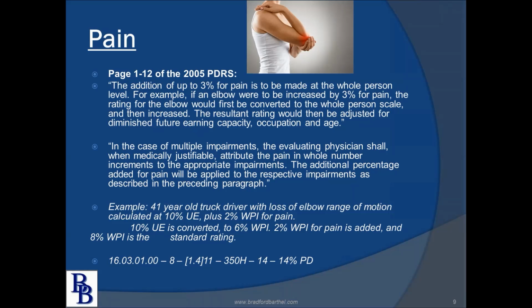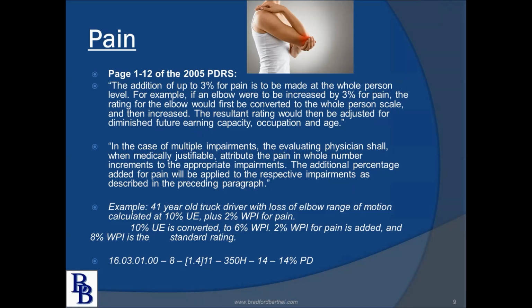So here is an example of how pain is included in an impairment rating. Say we have a 41-year-old truck driver with loss of elbow range of motion. Elbow range of motion gets calculated at 10% upper extremity, for example, and the doctor also offers 2% WPI for pain. We need to add that pain to the whole person, to the WPI. So the 10% upper extremity for loss of motion is converted to 6% WPI, and the 2% WPI for pain is added. So 8% WPI becomes the standard WPI for rating.